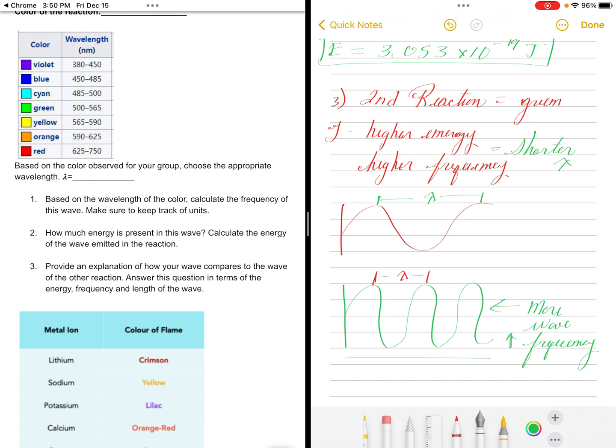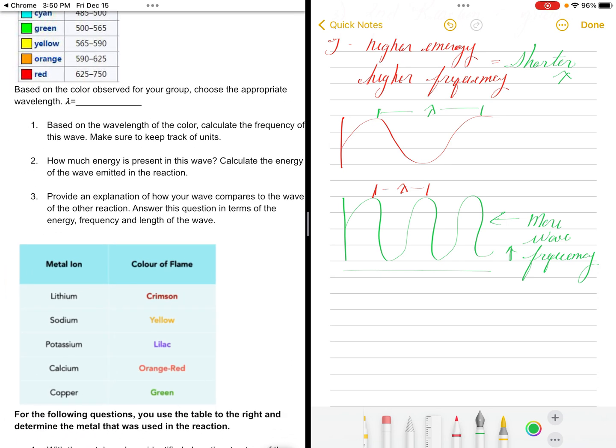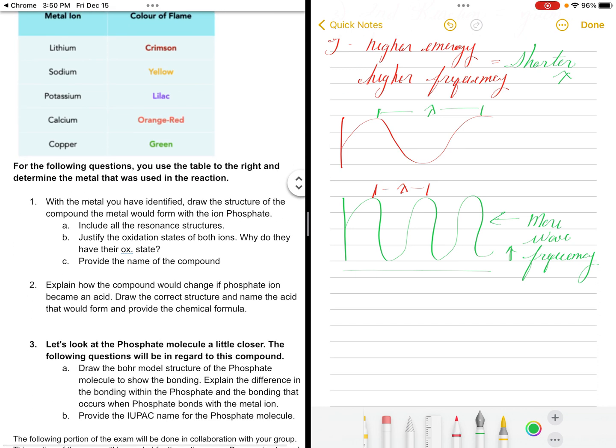Now, if you calculated it, that's fine, but you didn't need to. You could have seen that if you understood energy and waves, frequency, and the relationships, then that would have made sense. Okay. All right. So that's it. That's all you needed to do for the first set of questions. Let's move on to the second set of questions here.